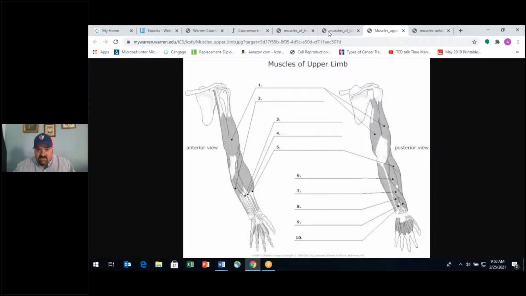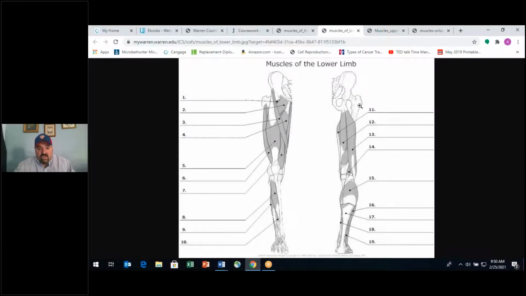Now let's go to the lower extremity. And on the lower extremity, I would ask you to know number 3. Number 3 is the sartorius. Sartorius. Then we have the quadriceps. Now, you're seeing 3 muscles right here. So 5, 6, and 7. You're not seeing the 4th muscle, which would make up the quadriceps. So 4 muscles in the quadriceps group.